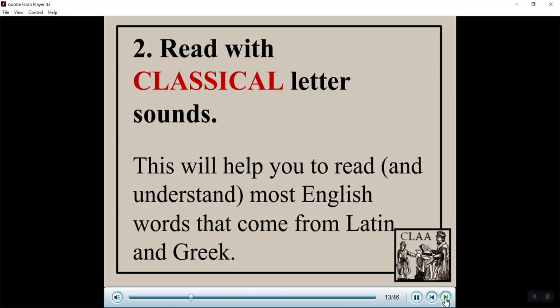The second step in reading English words is to read with classical letter sounds. This will help you to read and understand most English words that come from Latin and Greek. Read with classical letter sounds.